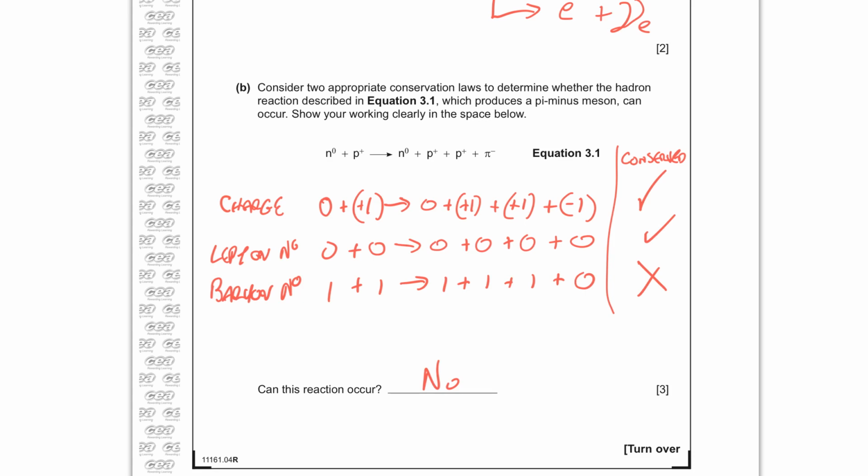And just maybe indicate here with a little header that you're checking whether or not these things are being conserved.